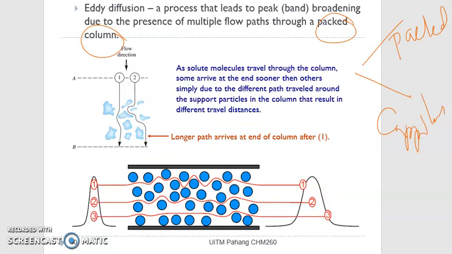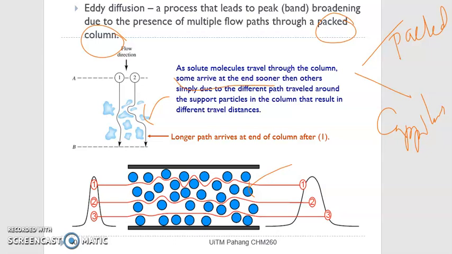Okay, so in multiple flow paths or eddy diffusion, what happens since we have particles inside this? When your analyte has molecules, so molecules is made up from banyak lah kan? So the molecules will travel through the column differently. So some will arrive sooner, then ada yang akan arrive later. So when this happens, there will be band broadening.